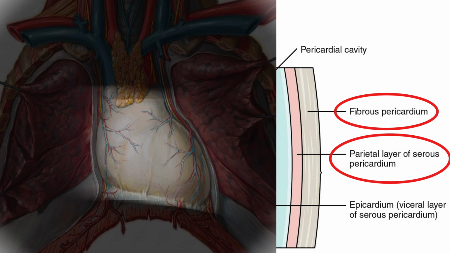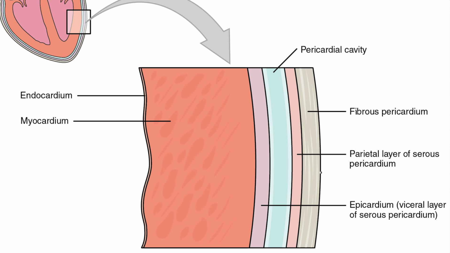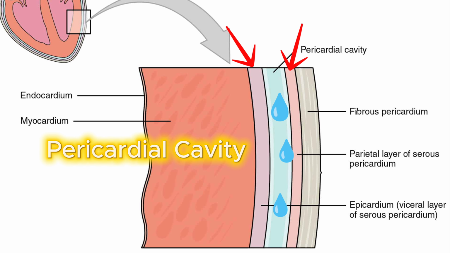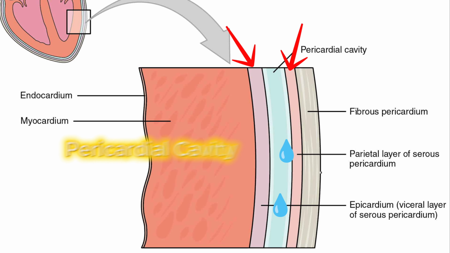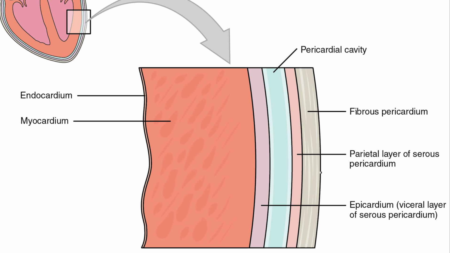outer sac. The inner layer is called visceral pericardium or epicardium because it also forms the outermost layer of the heart wall. This visceral pericardium is a thin and transparent layer. Between the visceral and parietal pericardium, there is a pericardial cavity that contains a very small amount of serous fluid, which prevents friction during heart movements.